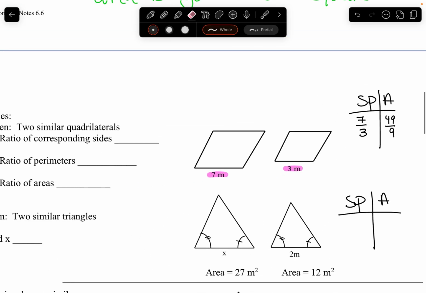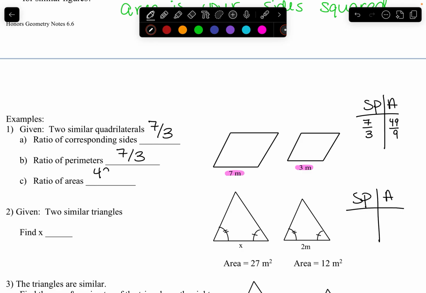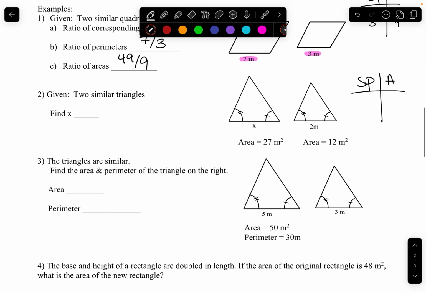Okay. So it says, what is the ratio of sides? That's 7/3. What is the ratio of perimeters? It should be the same thing as 7/3. And then the ratio of areas is 49 over 9. Now, we have to use these ratios in order to set up proportions, which is what we're going to do in this next example down here. But just know, whenever you make your SPA chart, it should never have variables in it. So every time that we fill out a SPA chart, no matter what, we should always have numbers, never variables.